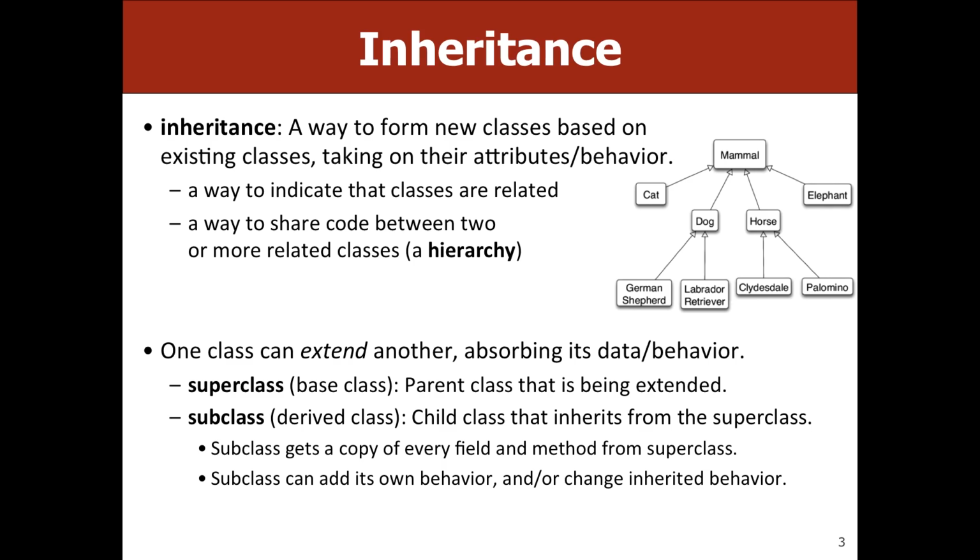Okay, so inheritance is a way to indicate that two classes are related and a way to share code between two or more classes in a hierarchy. An important part of inheritance is that you have one class as the parent of another class, that's the child. Generally, one class extends another, meaning that it absorbs its data and behavior. The superclass is the parent class and the subclass is the child class. Essentially, a subclass can do everything that a superclass can do, but it might do it a little bit differently, and it might be able to do more.